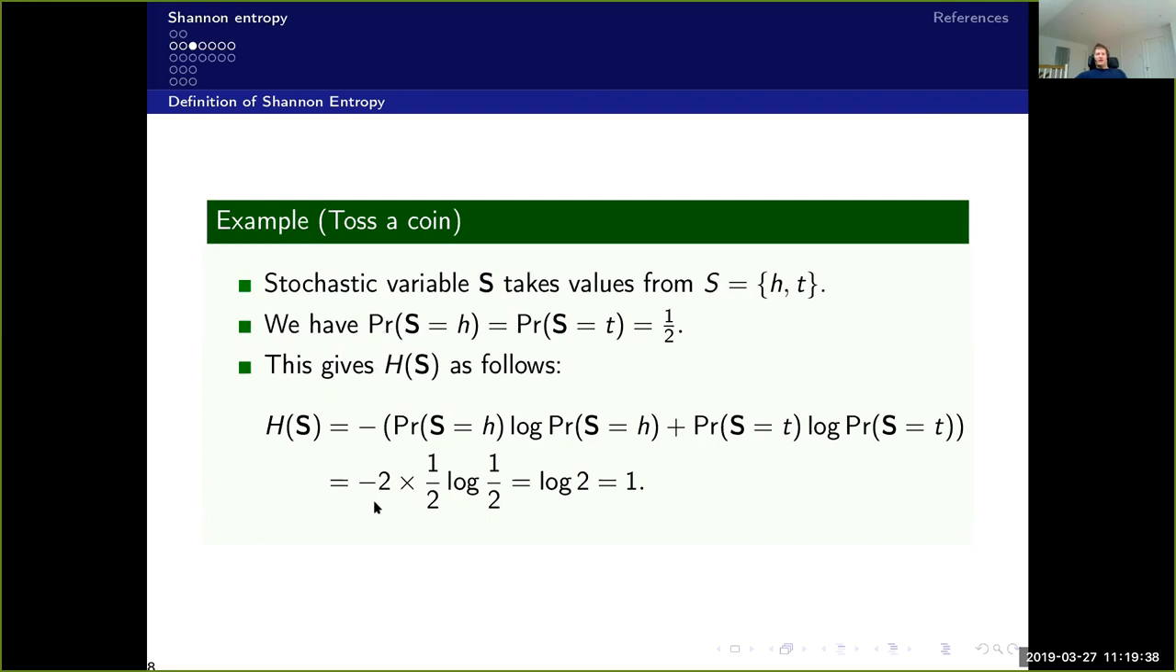If we just plug in these numbers, we will get the logarithm of 2, which is equal to 1, which means that we get 1 bit when we toss a coin. This makes sense intuitively too, because when we toss a coin, it's a 50-50 chance. So one side is the 0 and one side is the 1, so we can perfectly represent it with a bit.